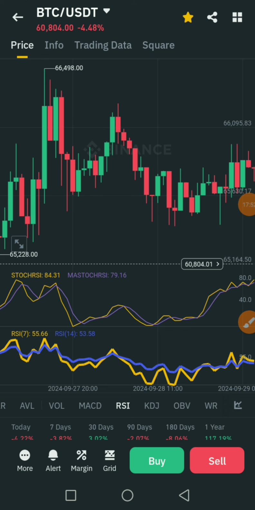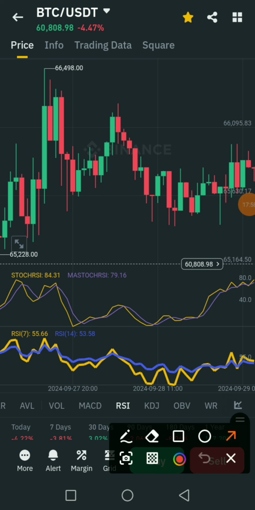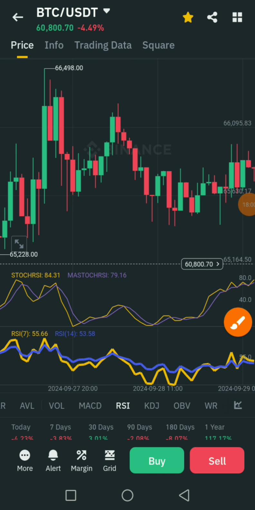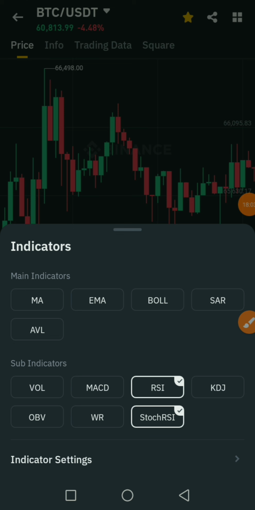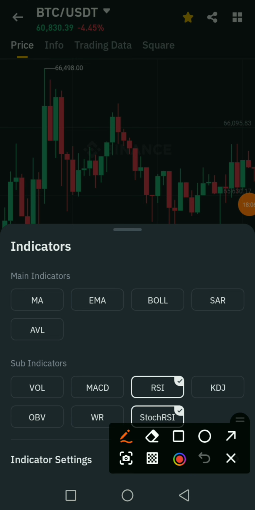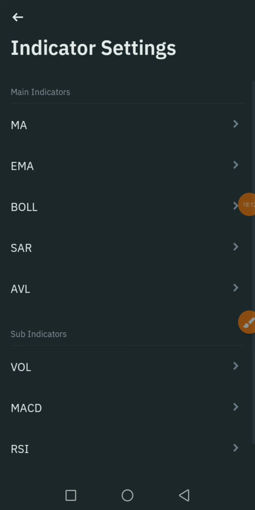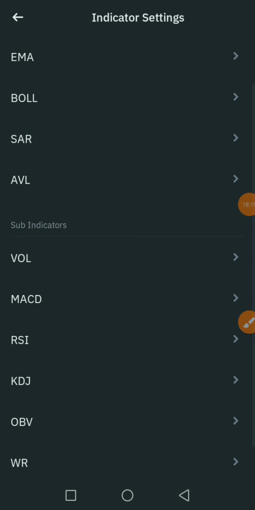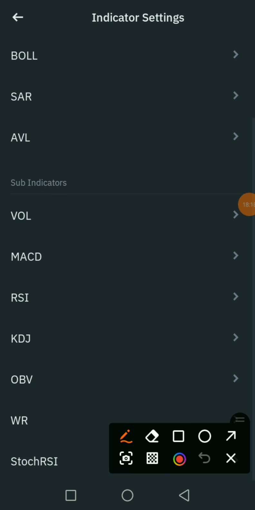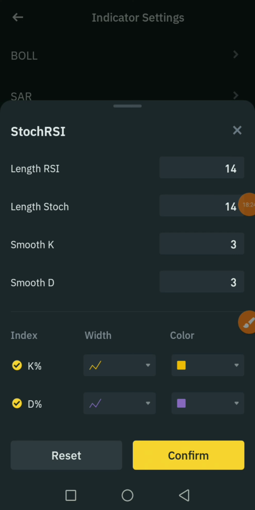All right, so let's go to the indicator settings over here. Let's click on it, and then we are going to head over to indicator settings here. Click on it, and it's going to bring us to this interface. Now we are going to go down until we find the stochastic RSI over here. We'll tap on stochastic RSI, and it's going to bring us to this interface. We can see the length RSI, the length stock, the smooth K, and the smooth D.